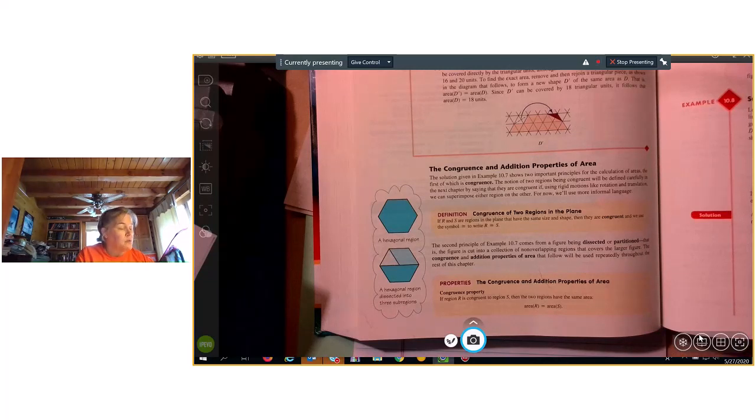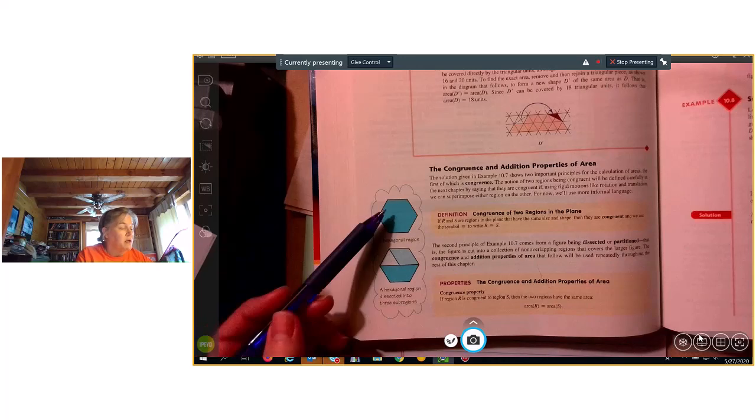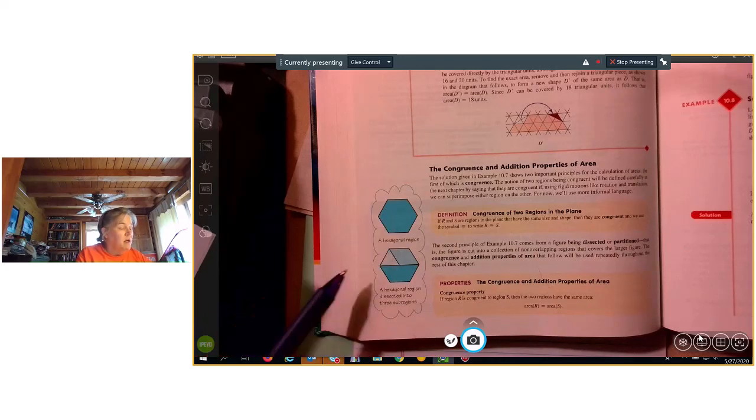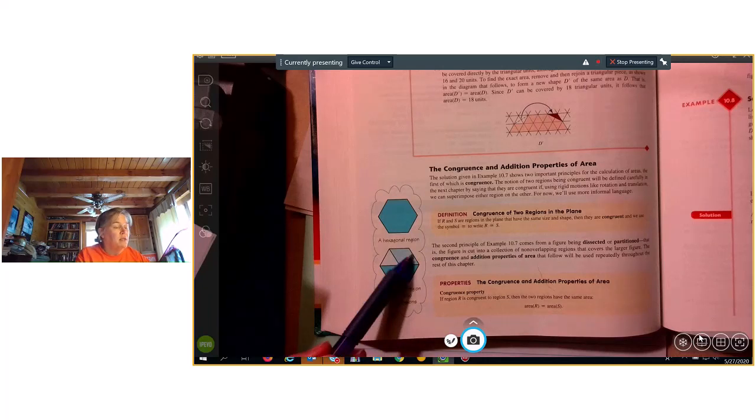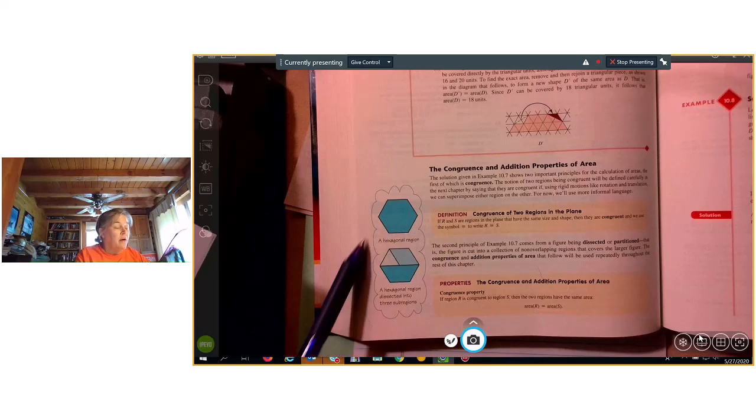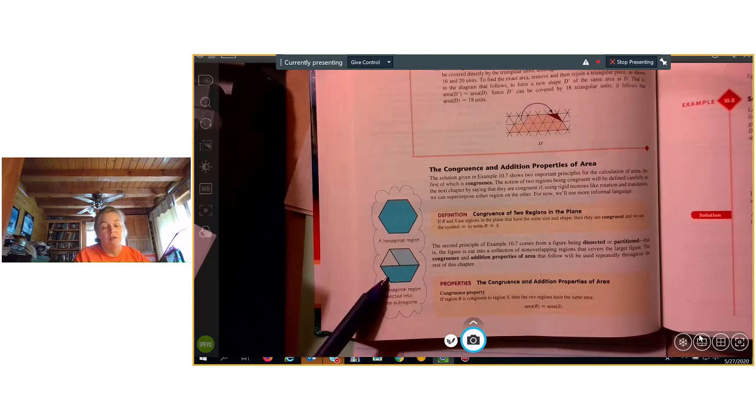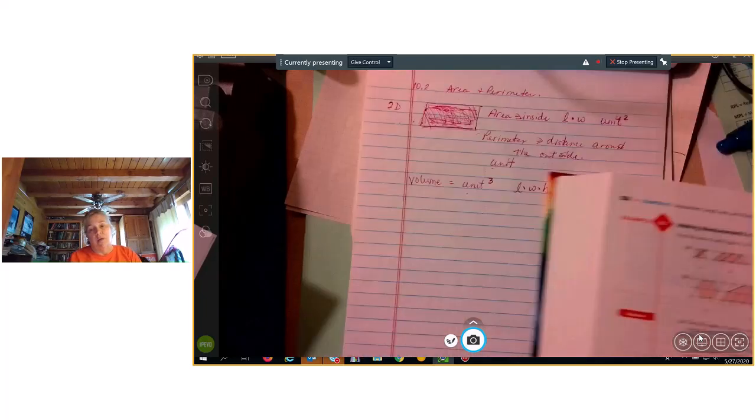Now, we see how this one was broken down. We've got a hexagon here, and then we have a hexagon here that has different categories. What if I knew the hexagon here, and I knew its area? How could I show that this is the same area? Well, that is by using what we call the addition property.